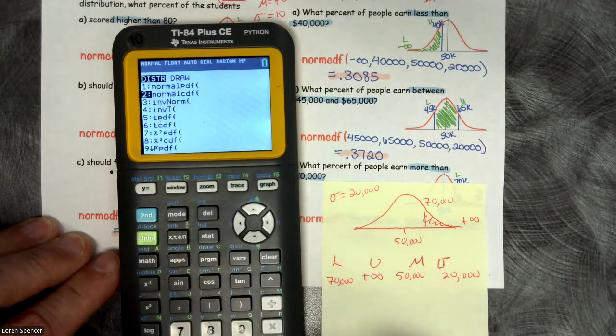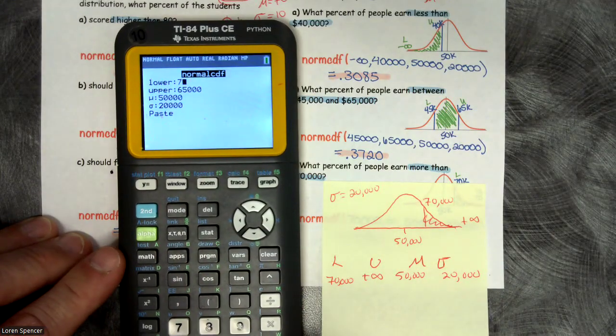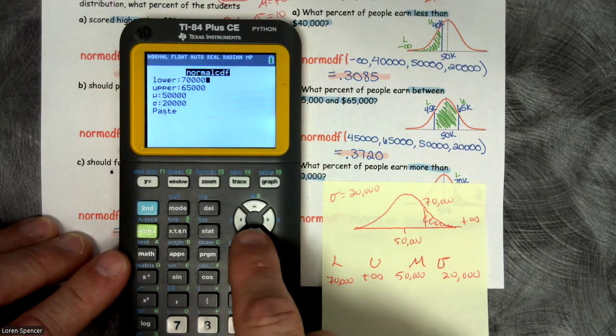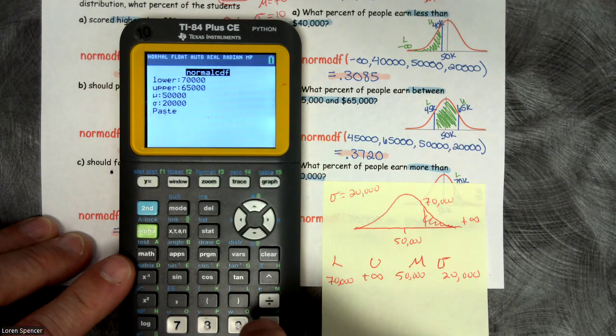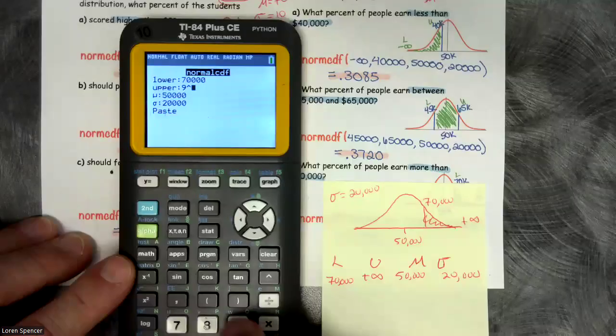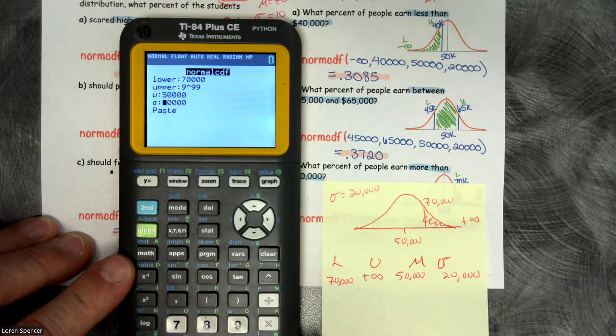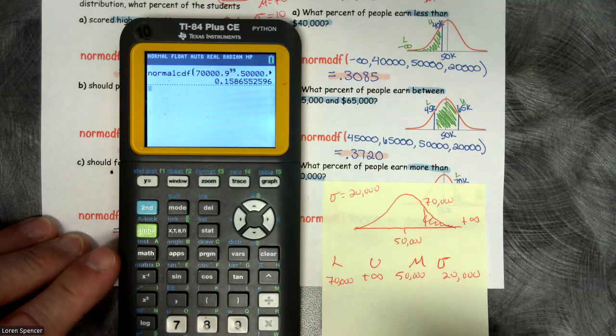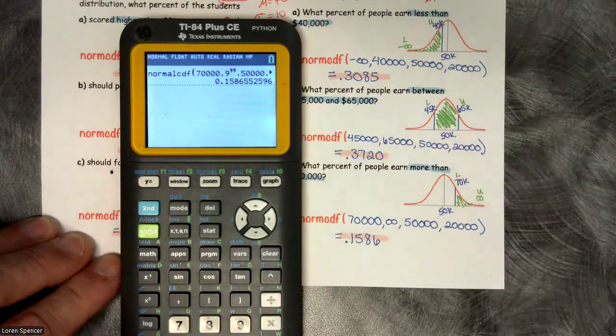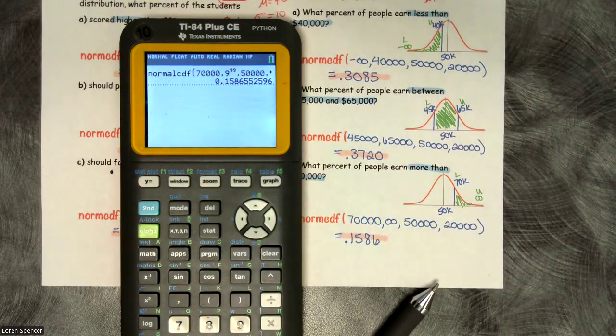Second vars, normal CDF, 70, 1, 2, 3, infinity, 9 raised to the 99th. We already have our mean and standard deviation in, and we get 0.1586.